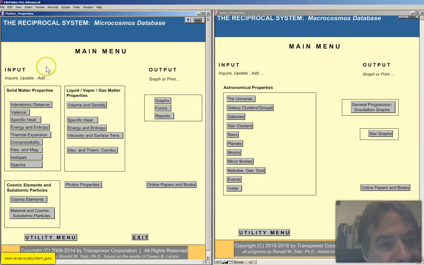Up till today, I've covered solid matter properties, interatomic distance, valence, specific heat, energy and entropy, thermal expansion, compressibility, electrical and magnetic properties, isotopes, and I'm going to cover spectra today. In future screencasts, I'll be covering liquid, vapor, and gas matter properties, cosmic elements and subatomic particle properties, and photon properties. So let's go to spectra.